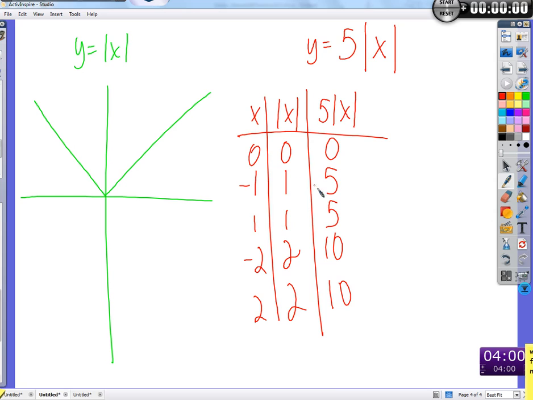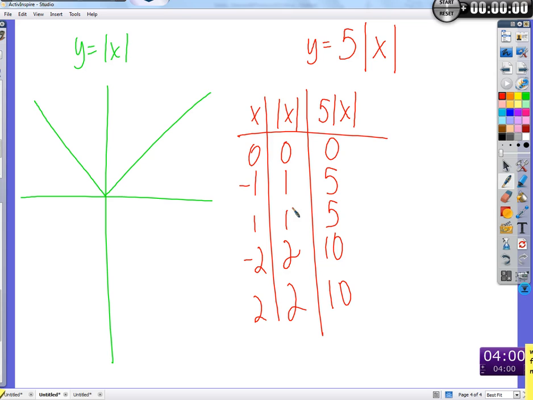And how do the outputs compare between absolute value of x and 5 times the absolute value of x? Makes it 5 times steeper. Yeah, that's it. It's 5 times higher, right? And therefore, that line would be 5 times steeper. If we multiply the rise part by 5, it's going to be 5 times steeper.